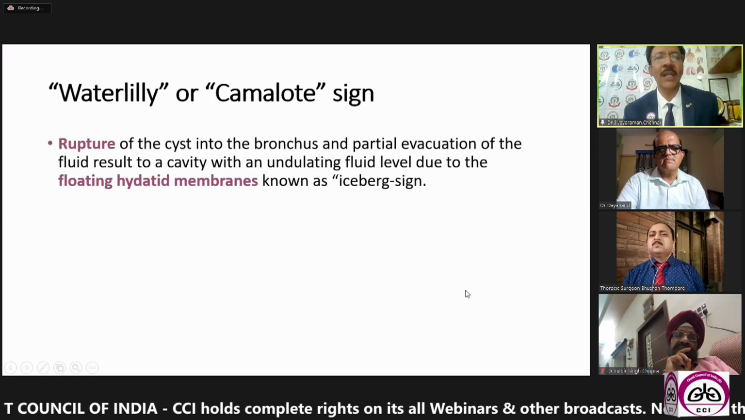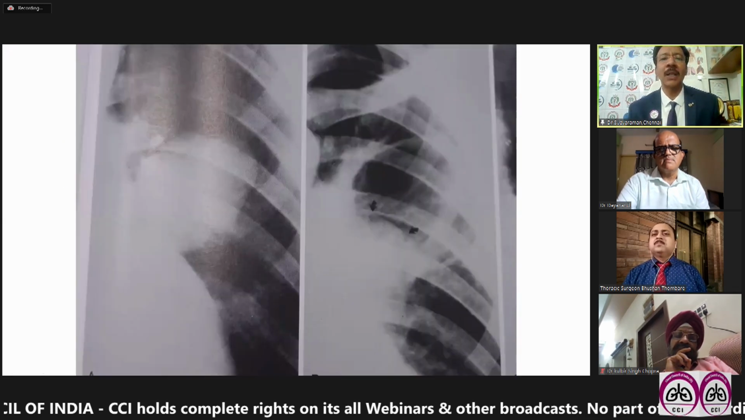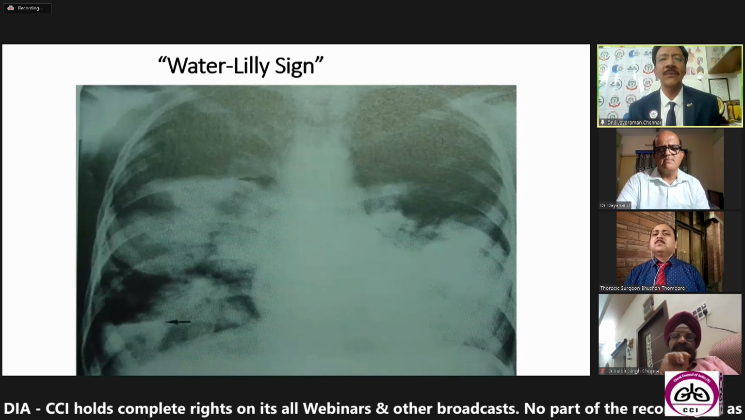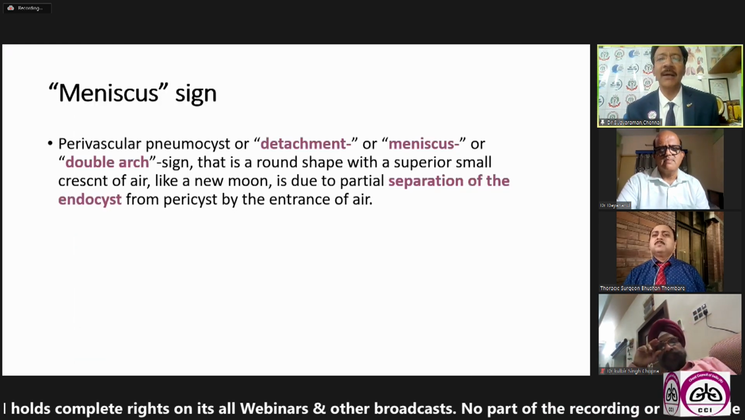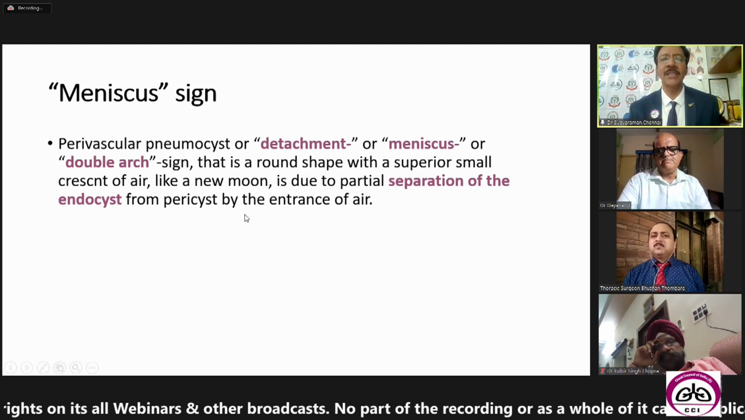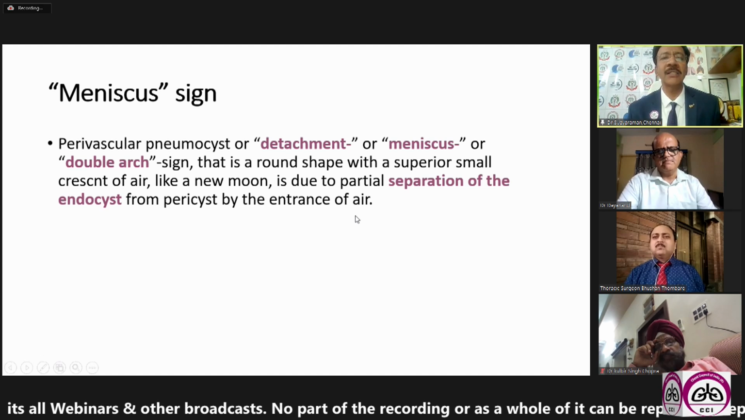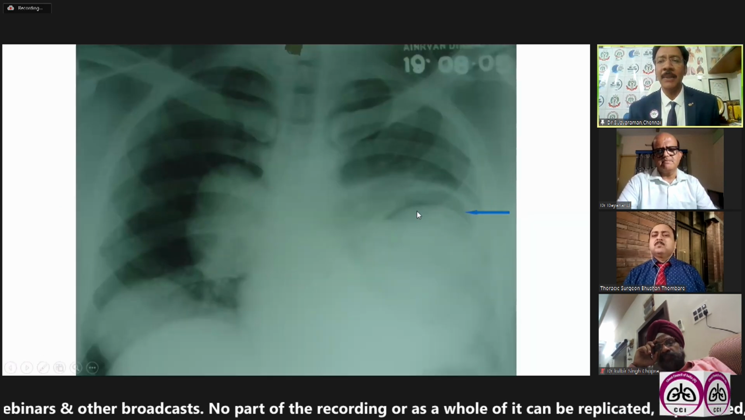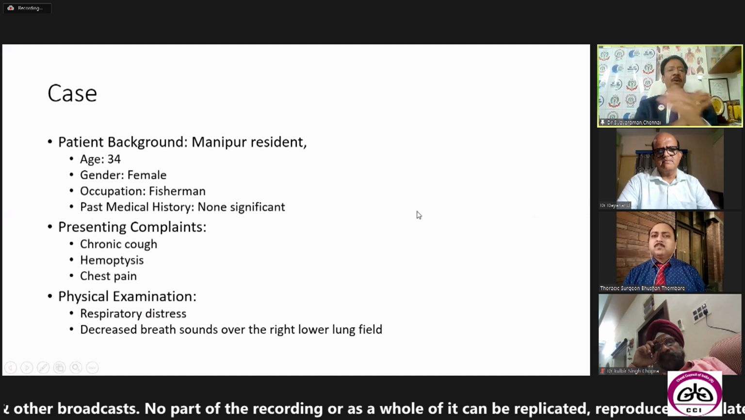A lot of signs: water lily sign, camalote sign. This is the water lily sign, you can see very clearly. Meniscus sign or detachment sign, also the double arch sign. This is the separation of the endocyst from the pericyst causing the entrance of air. This is the meniscus sign, and this is the meniscus sign. We'll move to the other case.